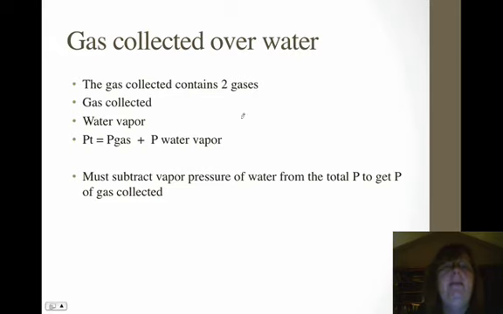So anyway, just remember that if you ever are collecting a gas over water, really that gas was two gases. It was the gas and it was the water vapor pressure. And those two added together will equal your total pressure. So in a nutshell, when you're collecting gas over water, you must subtract the vapor pressure of water from the total pressure to get just the pressure of the gas.